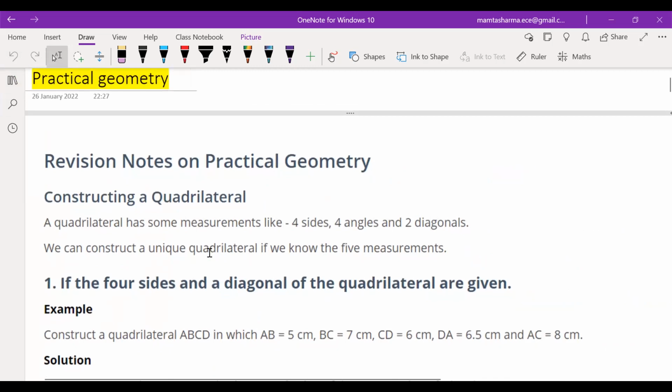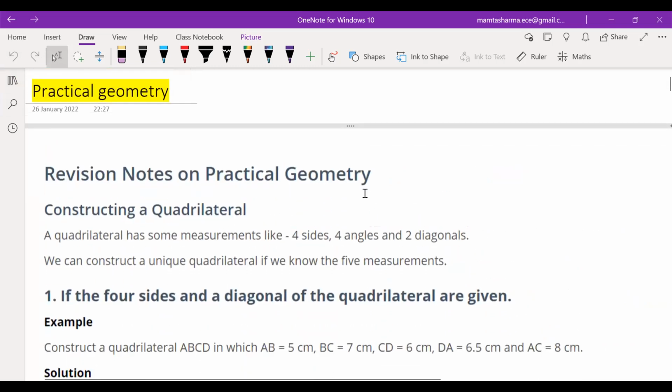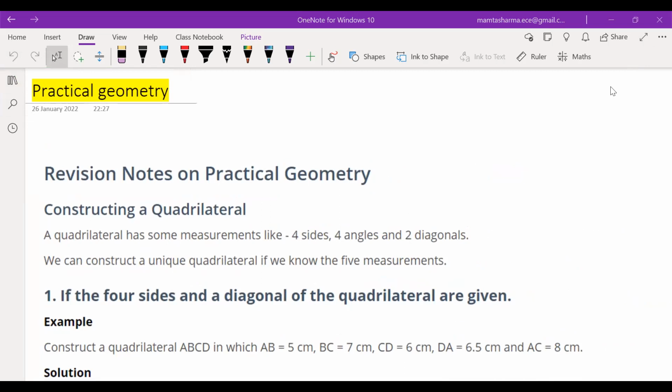So your exam will be offline only. Then you have to practice practical geometry, how to draw it. So I will use one software to tell you. What do you mean by practical geometry? This is chapter 4. Understanding geometry in a practical way, like how to construct a quadrilateral or a triangle.